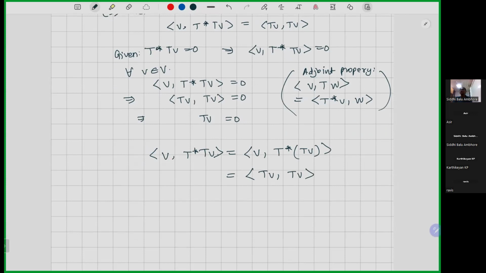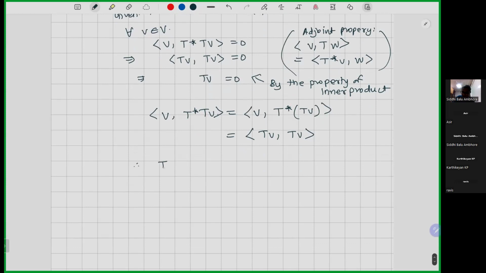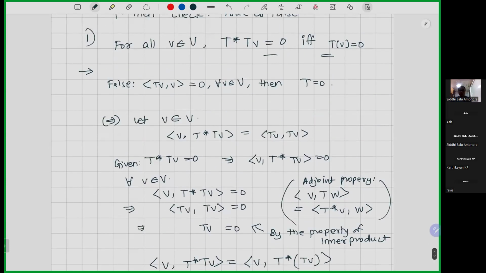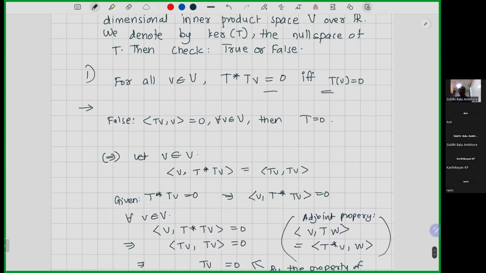Okay, it is kind of a composition, so we are considering this as an element now. And this is by the property of inner product. So therefore, Tv is equal to 0 for all v in V. So therefore, T is the zero linear transformation. So the first implication is true. And the second one is anyway trivial, because if Tv is 0, then composing it with any other thing will always give me 0.